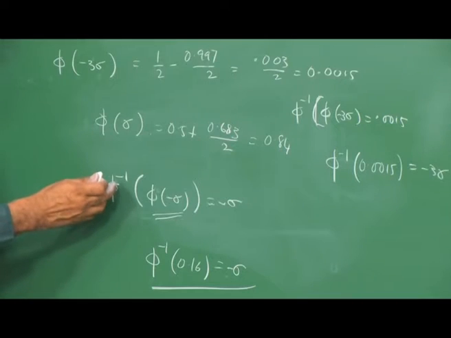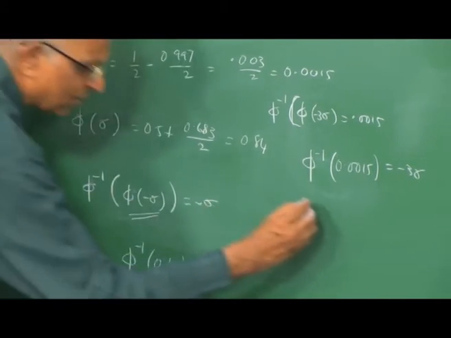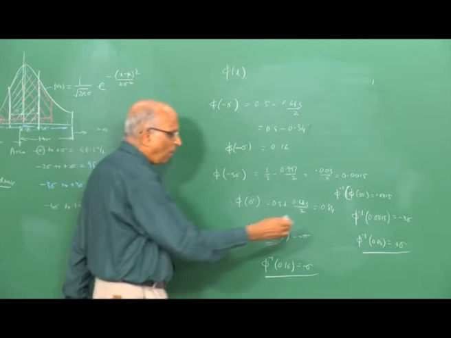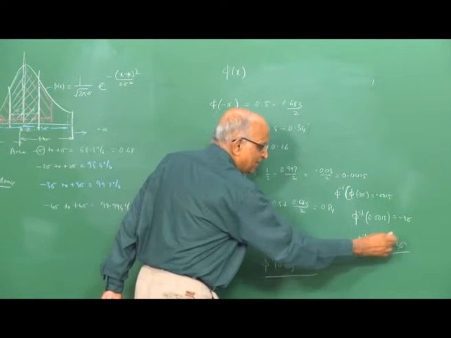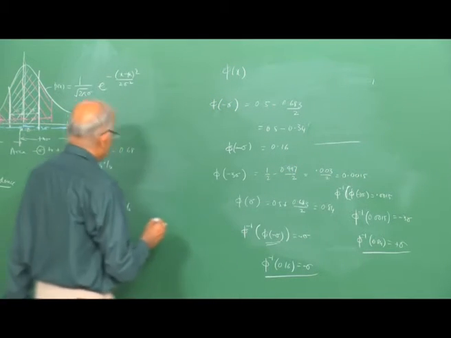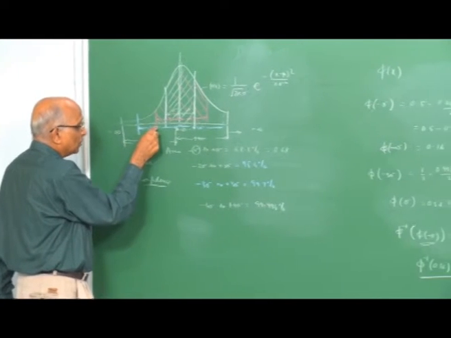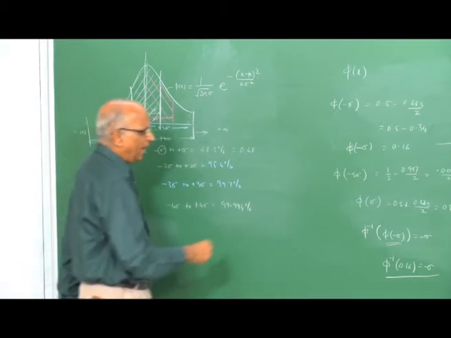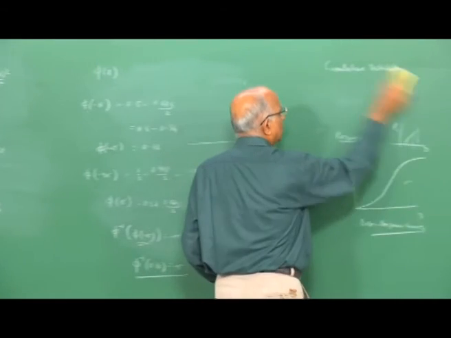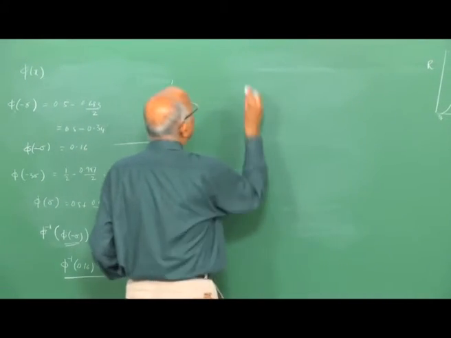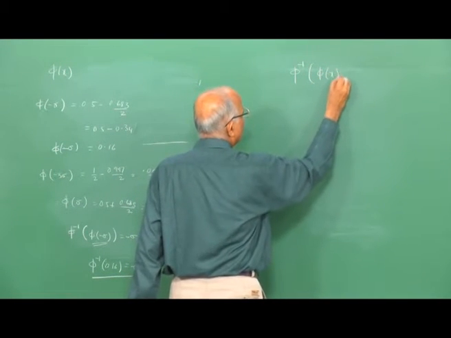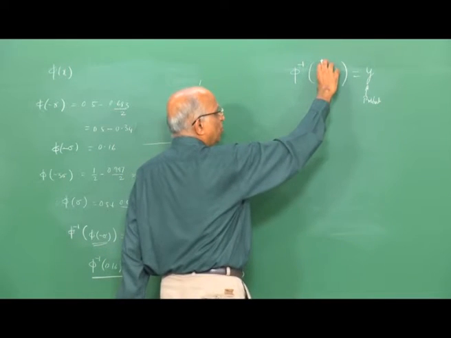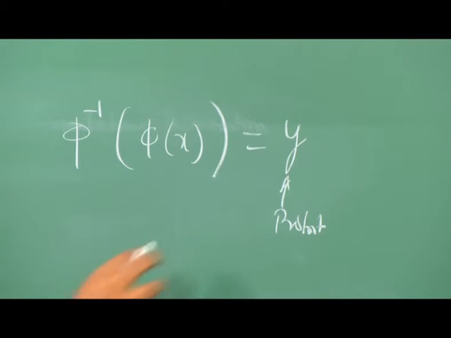And similarly, phi inverse of 0.84 is equal to plus sigma. Therefore, we see that the inverse of the cumulative distribution gives you something like the standard deviation, the distance along the x axis, because we are talking in terms of minus 3 sigma, minus 2 sigma, minus sigma, 0, plus sigma, plus 2 sigma, plus 3 sigma, plus 4 sigma and so on. And when I say phi inverse, that means you take the inverse of the cumulative distribution, and this is what we call a probit. That means we are converting the cumulative distribution into the length scale along the dosage line, and this is what we call a probit.